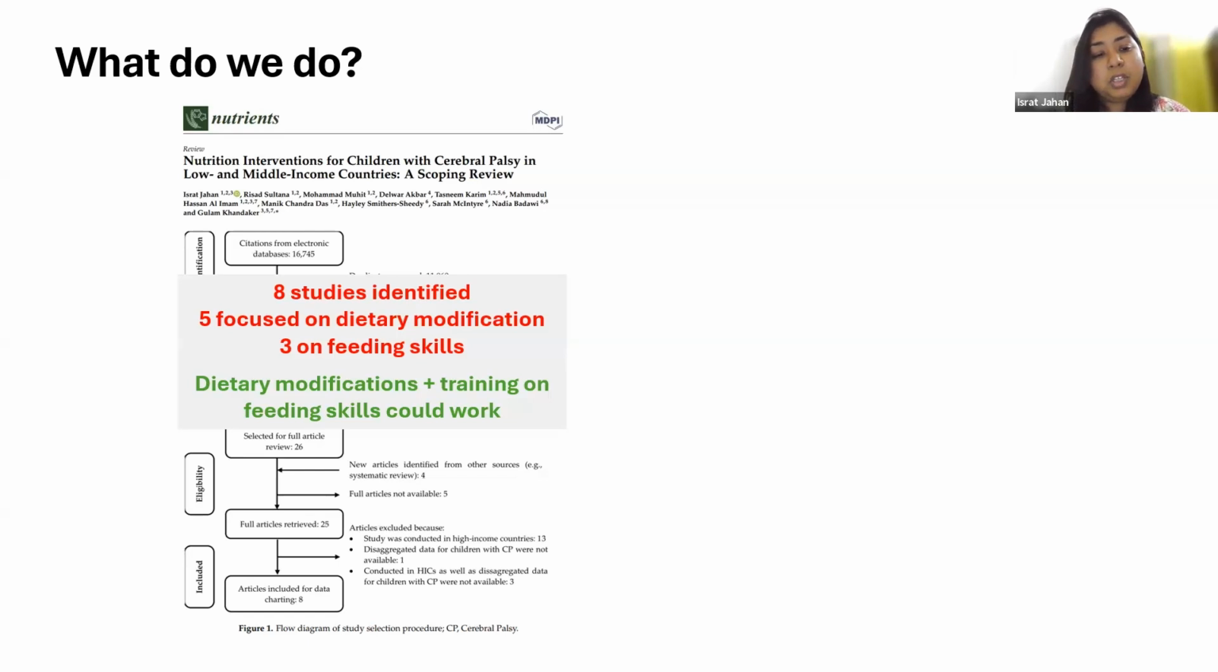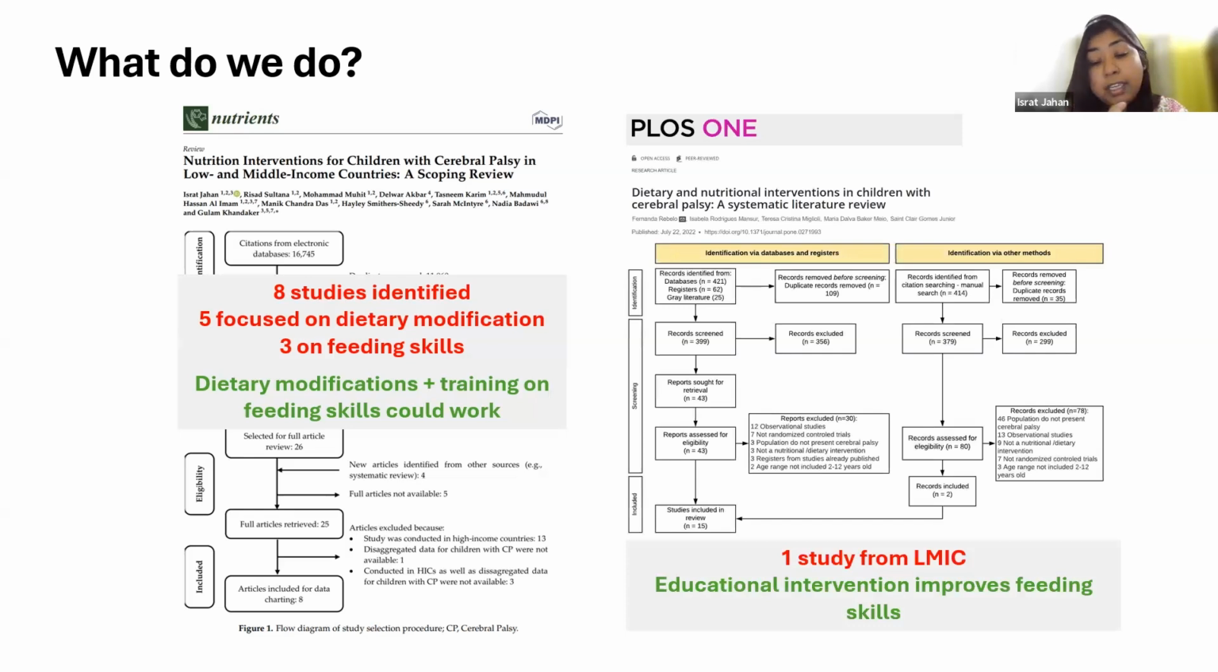Of those 8 studies, only 5 focused on dietary modification and 3 on feeding skills. And the common finding was that dietary modifications and training on feeding skills could improve the nutritional status of children with CP in LMICs. There was also another publication from Rebello et al., a global review, and a similar finding: there was only 1 study included from LMICs. So you can imagine the lack of information from low and middle-income countries.